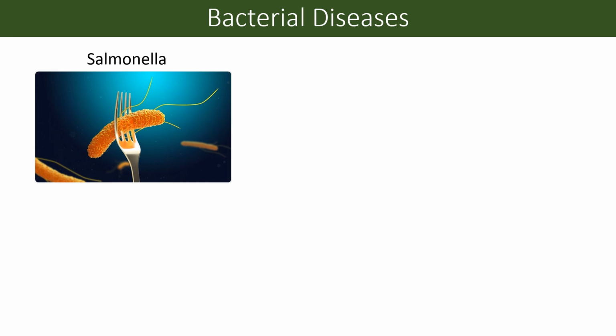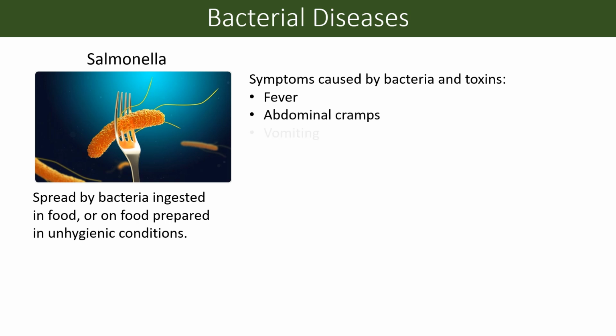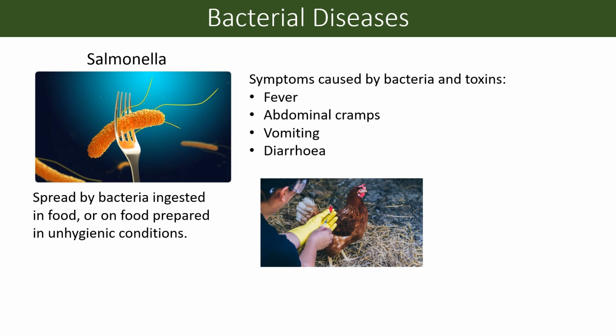The other thing that you might be asked about in terms of bacteria is around bacterial diseases. There are two that you need to know about. The first is Salmonella. Salmonella is spread by bacteria that is ingested in food or on food that has been prepared in unhygienic conditions. Now, bacteria cause cell damage by releasing toxins, and Salmonella bacteria can cause the following symptoms. They can cause fever, abdominal cramps, vomiting and diarrhea.